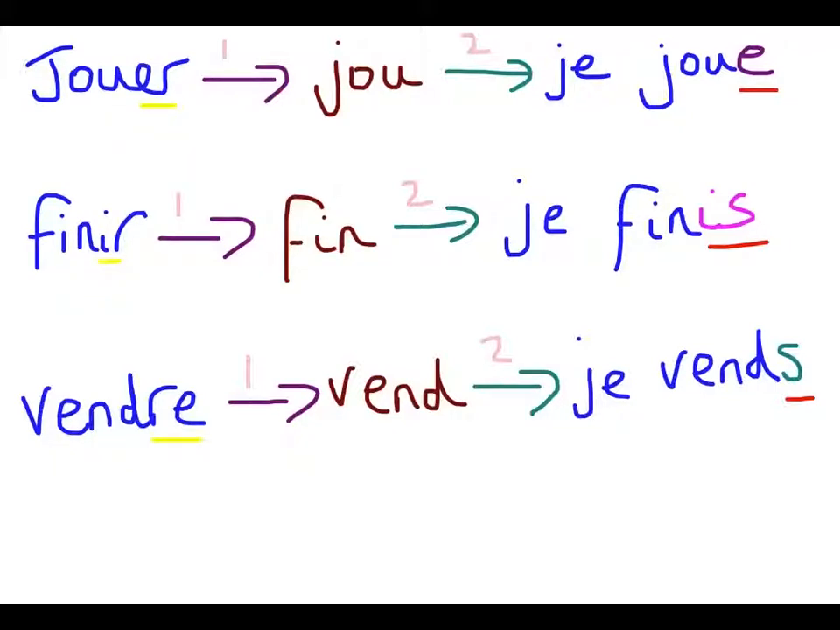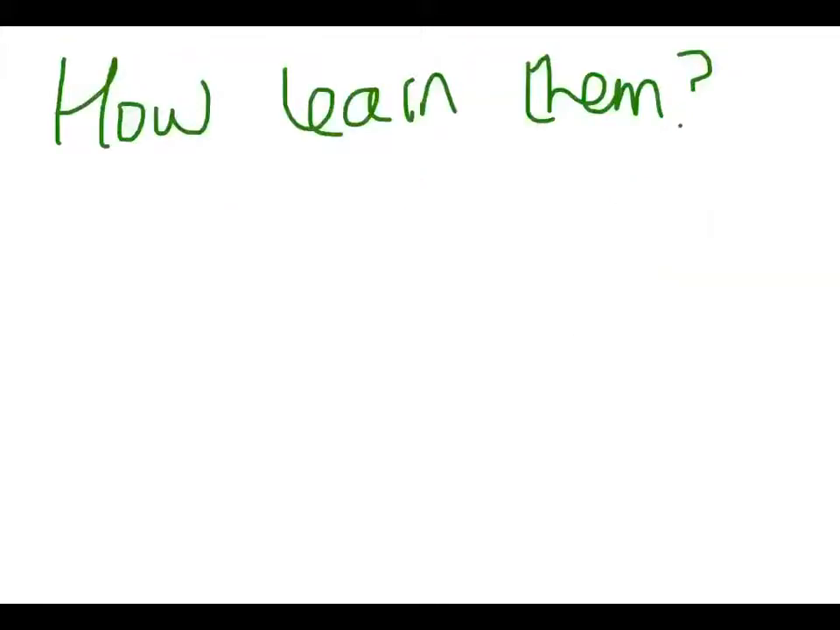And thirdly and finally, an RE verb. Vendre means to sell, but I want to say I sell or I'm selling. Step 1, remove the RE, leaving me with the stem vend. And step 2, add the correct ending. And for an RE verb in the je form, I simply need to add an S.